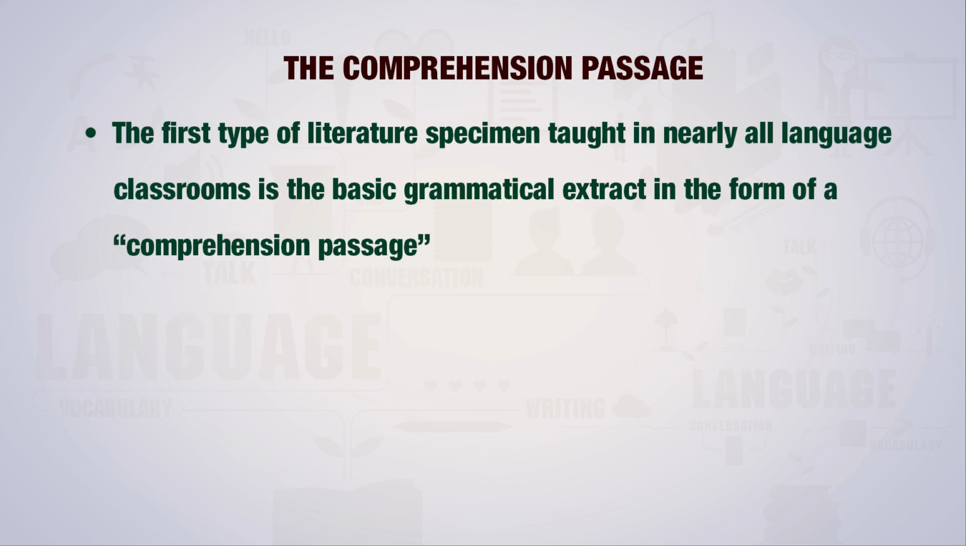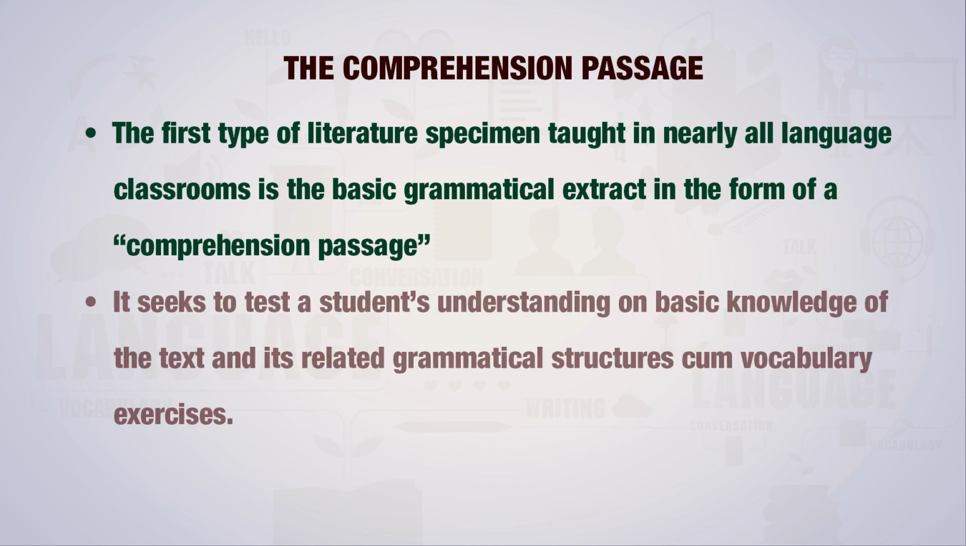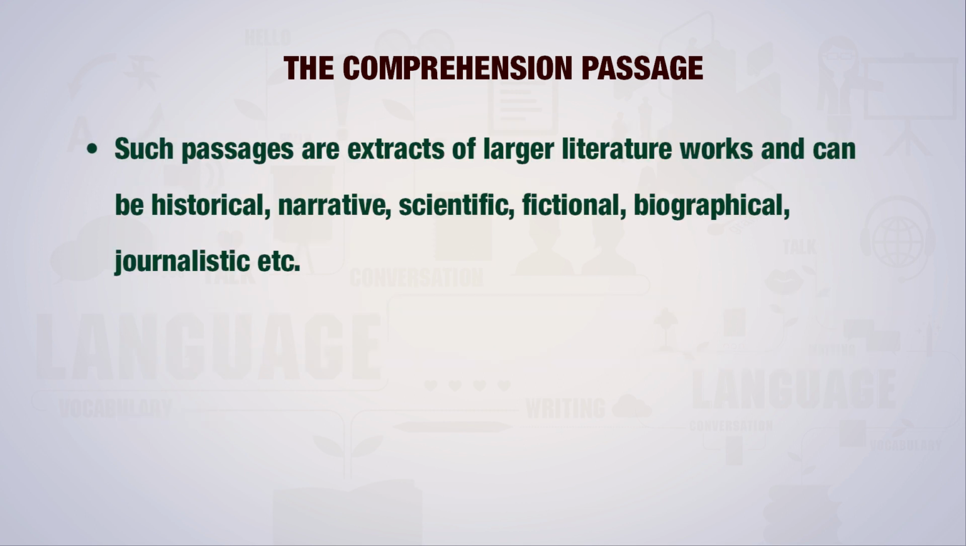Now, the first type of literature specimen taught in nearly all language classrooms is the basic grammatical extract of what we call a comprehension passage. It seeks to test a student's understanding of the basic knowledge of a text and its related grammatical structures and vocabulary exercises, because these passages are extracts of larger works. They can be historical, narrative, scientific, fictional, biographical, journalistic, etc.